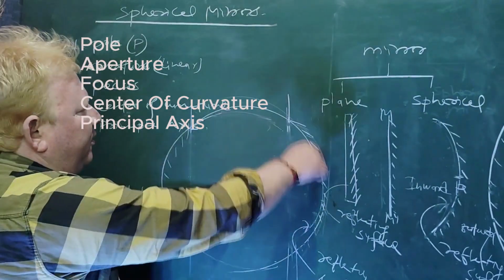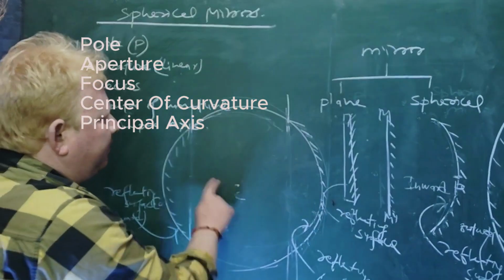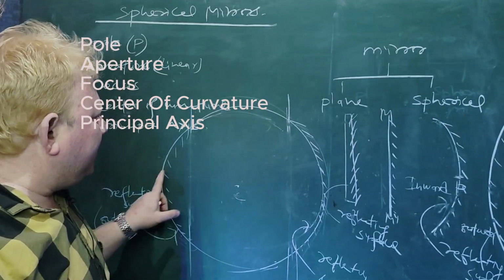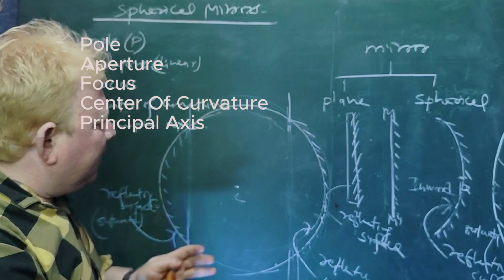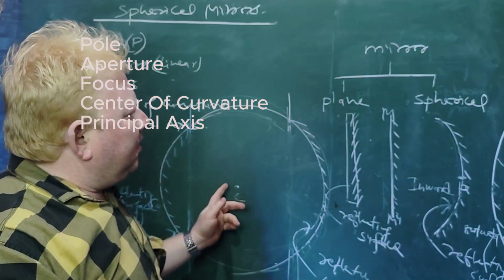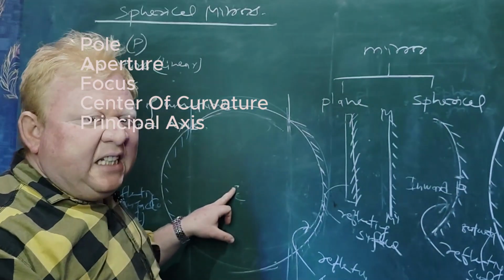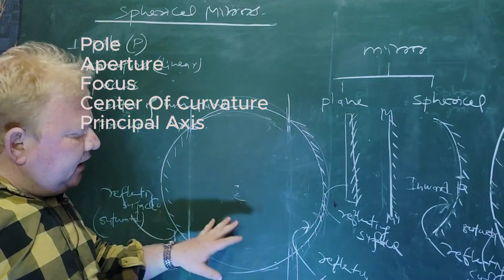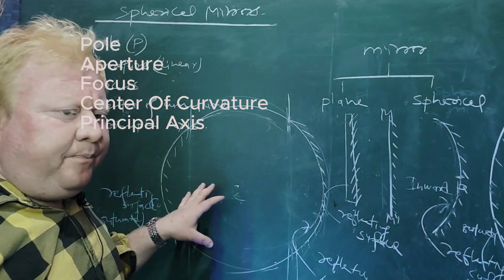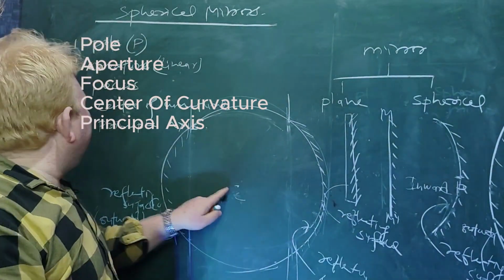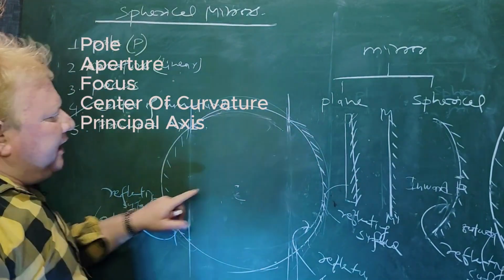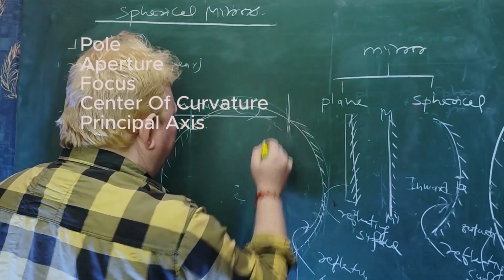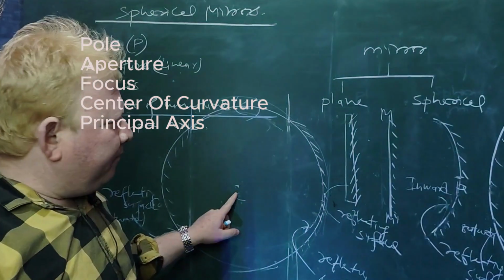So the center of this hollow sphere, of which this mirror forms a part, is known as the center of curvature of this mirror. So here this point C is the center of curvature for this mirror, and of course for this mirror also, in this situation, right? So the center of curvature is denoted by C.